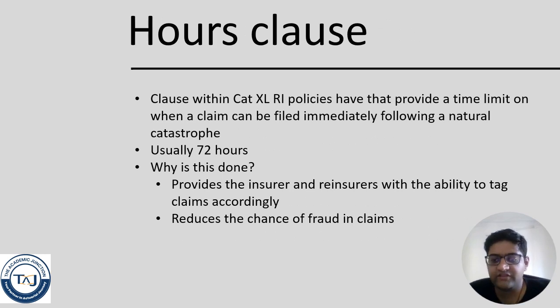Another term that's generally thrown about is called the hours clause. The hours clause exists mostly within CAT XL RI policies, and they basically provide a time limit on when a claim can be filed following a natural catastrophe. Usually in real life, the hours clause is limited to 72 hours, which means that you have to report all CAT claims within 72 hours of the CAT actually happening.